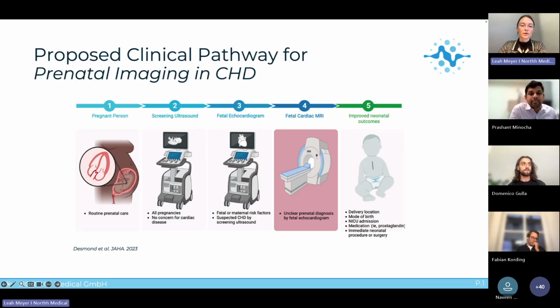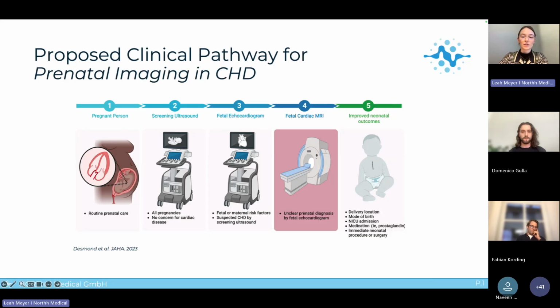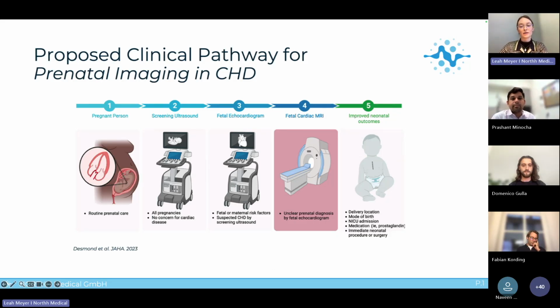So this graph will guide us through the next slides, showing here at the beginning, of course, of a pregnancy that the patient will do a screening ultrasound followed by a fetal echo when there are risk factors or suspected CHD. And now then at this point here on the 4th point, an additional fetal cardiac MRI can be performed, which can provide complementary information as a differential imaging tool to positively influence the neonatal outcome.